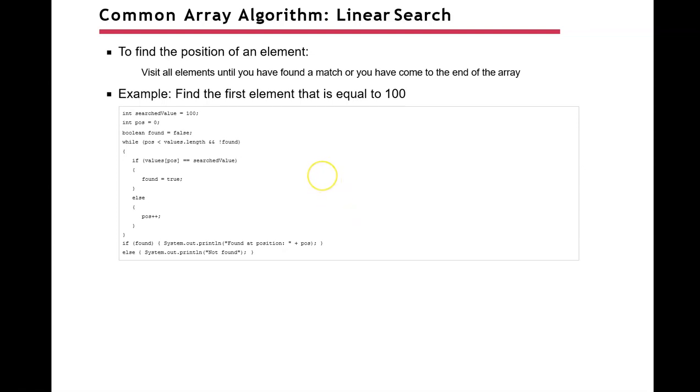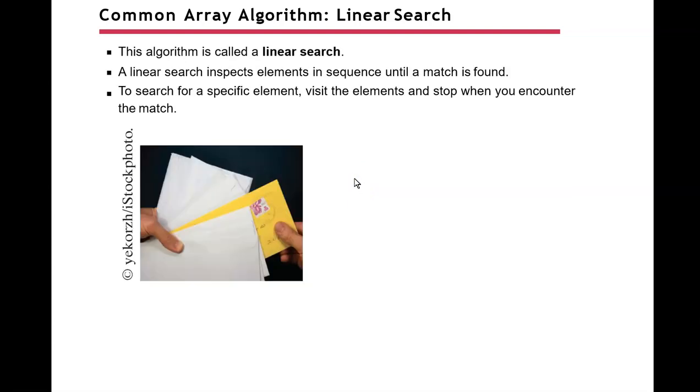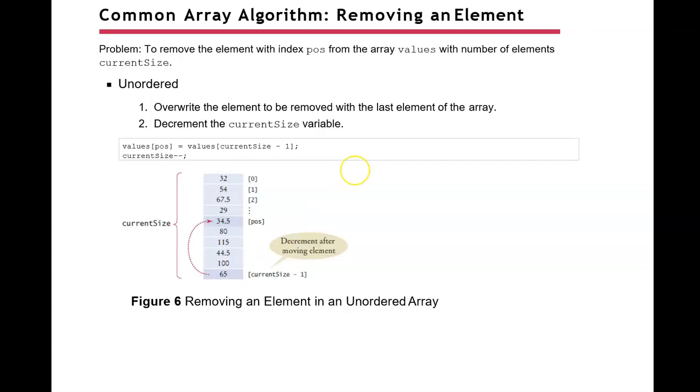This is primarily used for unsorted arrays. It's called a linear search, and it inspects elements in sequence until a match is found. To search for a specific element, visit the elements and stop when you encounter the match. This has an average performance of n over 2, where n is the number of elements in the array.